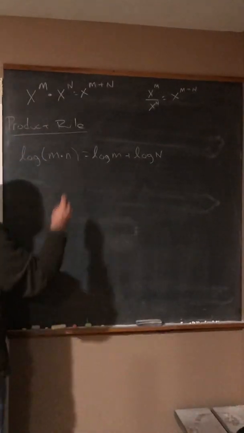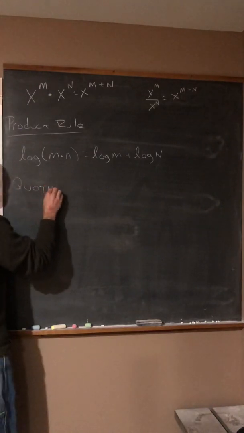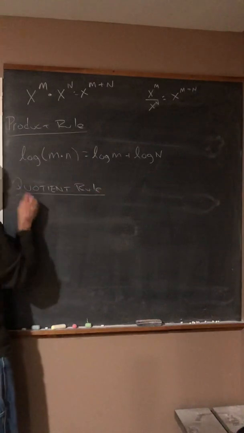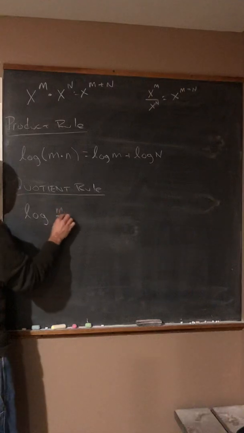We can do the same thing with the quotient. It's called the quotient rule. Log of m over n.